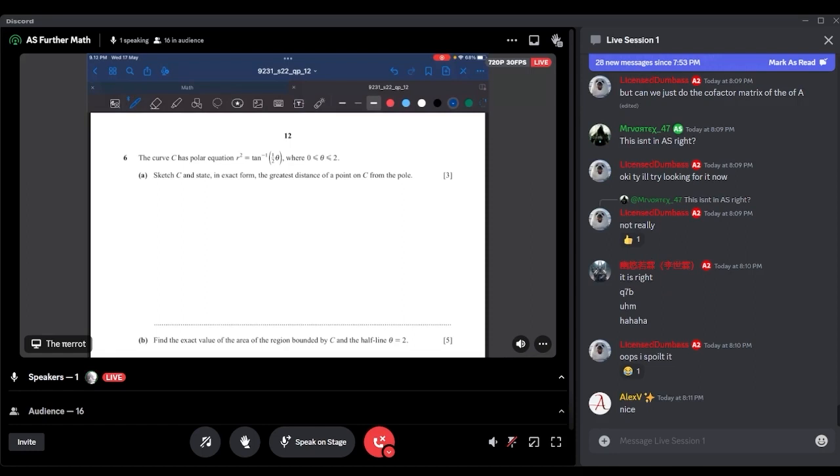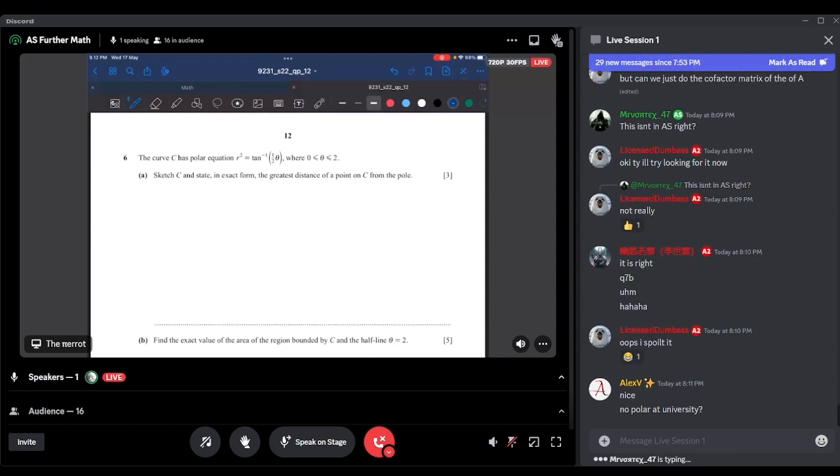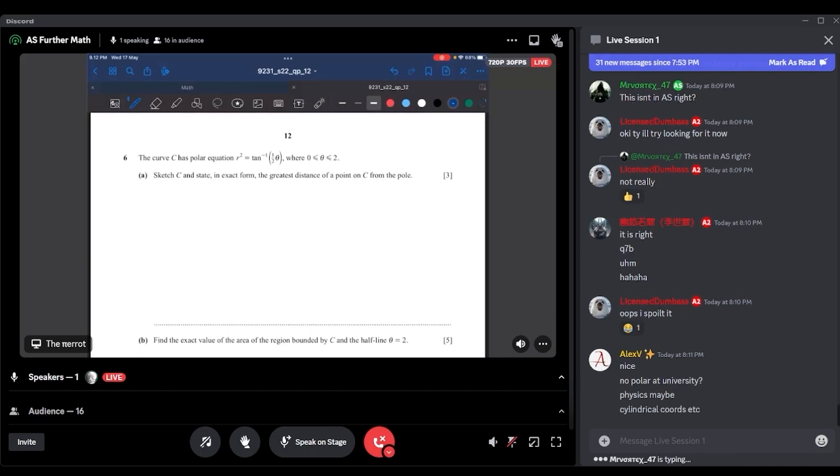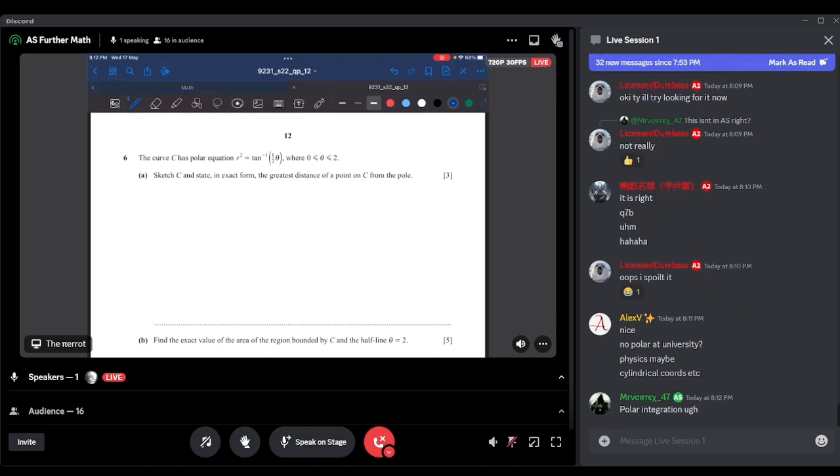The curve C has polar equation r squared equals tan inverse of half theta. No polar at university. Well, at least my course doesn't have. But the other courses, like the regular calculus 2, they do have. Regular calculus 2 has. My calculus 2 doesn't have. Polar integration, yeah, it's ugly, but we have to do it.